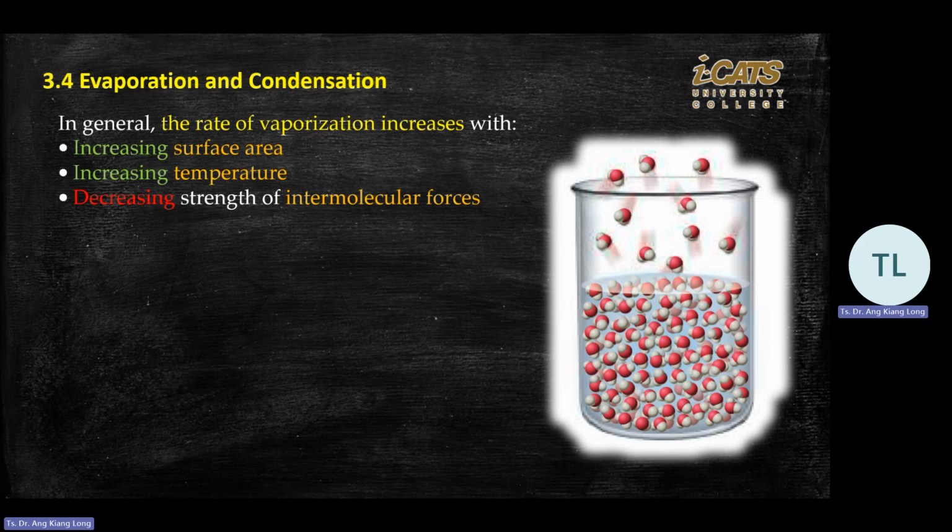It depends on how the question asks you. The slide that you see here asks you how you increase the rate. To increase the rate, you increase the surface area, you increase the temperature, you decrease the magnitude of the intermolecular forces. Of course, you can foresee what the test question will ask you: what factor, or how do you decrease the rate of vaporization? You need to reverse all this.